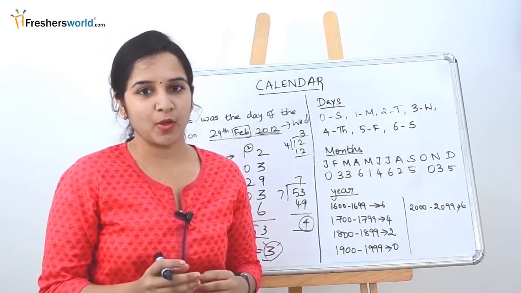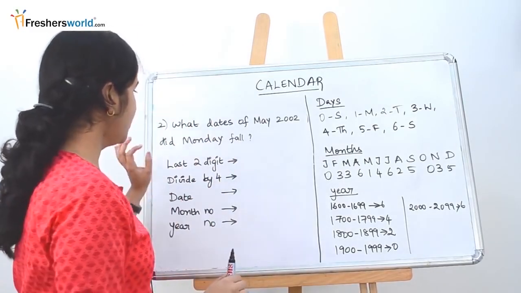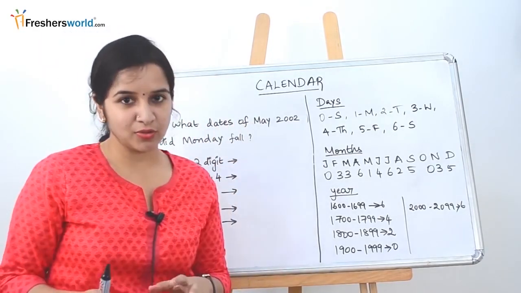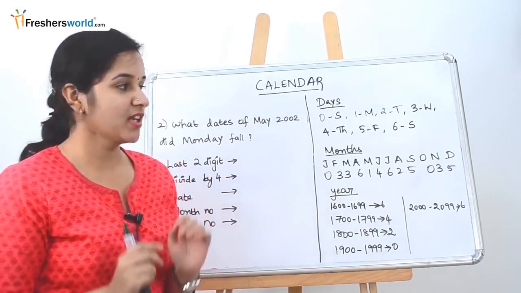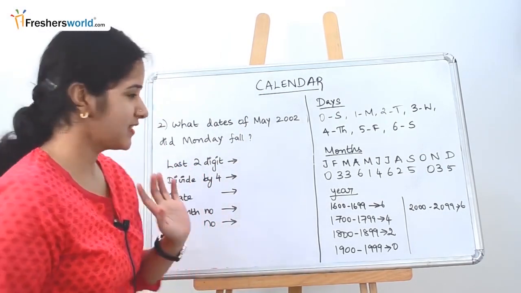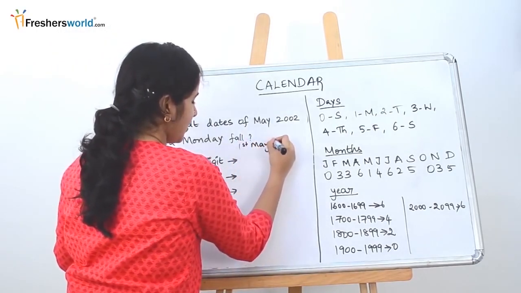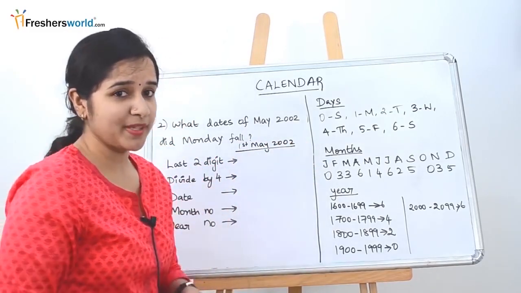Let's solve some other problems. The second sum is, on what dates of May 2002 did Monday fall? What does this question mean? They are asking that in May 2002, what are the various dates on which Monday has fallen? So first, how to solve it? The first step is that we take the date 1st May 2002. We are going to solve it in the usual method that we do.